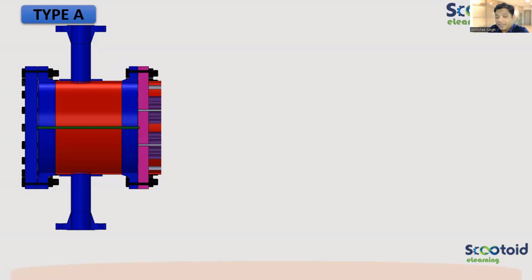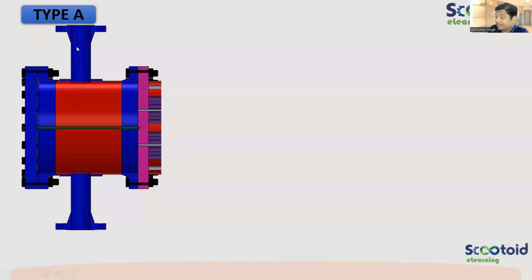If I say type A, you should be able to draw a blind flange. You should be able to draw a girth flange, show the bolting, then draw this channel. Draw again a flange and then show the bolting. Then you show the tube sheet. Even if you don't show the tube sheet, it's okay. So this is your type A. Understood?